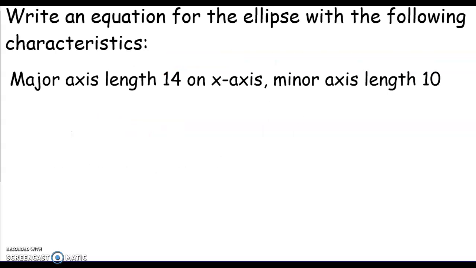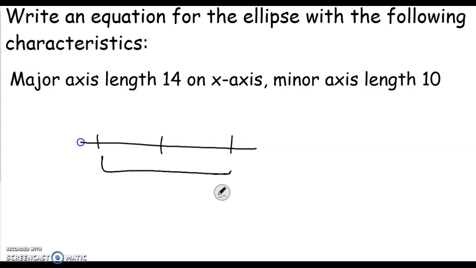All right, so let's see, what does it say? The major axis length is 14 on the x-axis, and the minor axis is length 10. Okay, so here's 0. So from here to here is 14, then how far is it going each way? Well, this one must be at 7, 0, and this one must be at negative 7, 0. And then, let's see, up and down has to be 0, 5, and 0, negative 5.